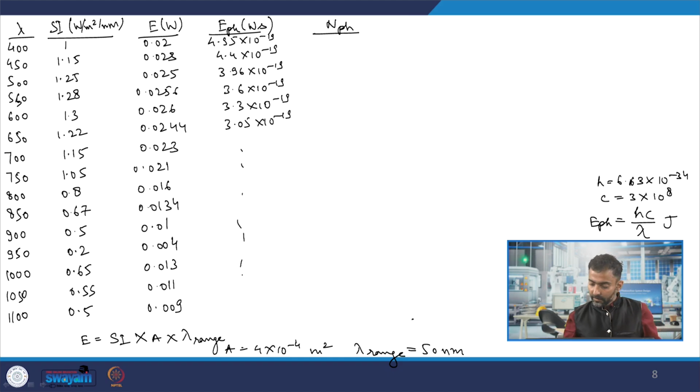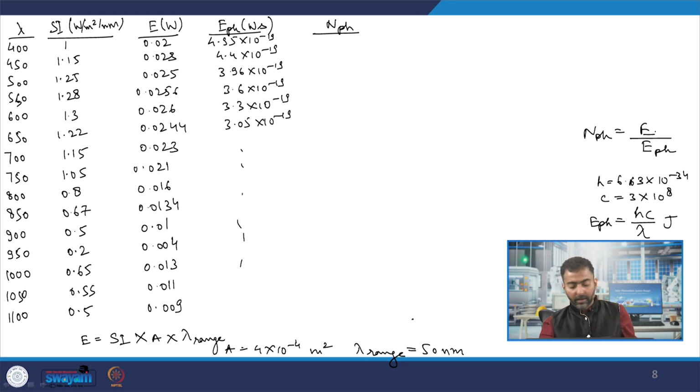Then you get to the number of photons incident, NPH. That is the total energy incident at a particular wavelength divided by the energy of one photon. Because the energy at each wavelength is in watts and the energy of each photon is in watt second, you get the number of photons per second. So in 1 second, how many photons are impinging, that is what you get here.